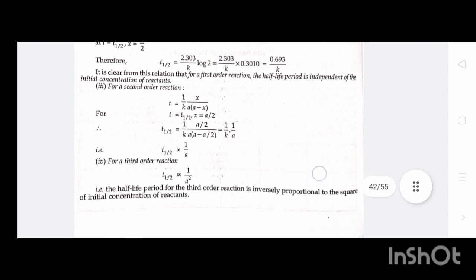First, for a zero order reaction, T half is directly proportional to A. It is obvious that for a zero order reaction, the half-life period is directly proportional to the initial concentration. Second, for a first order reaction, k equals 2.303 divided by t log A divided by A minus x, or t equals 2.303 divided by k log A divided by A minus x. At t equals T half, x is equal to A by 2, so T half equals 0.693 divided by k. It is clear from this relation that for a first order reaction, the half-life period is independent of the initial concentration.